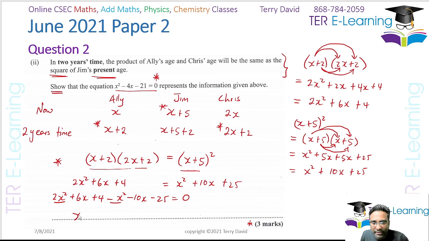So this is going to give me x squared. Then I have 6x here and I have minus 10x here. So 6 minus 10x is going to give me minus 4x. Then I have 4 here and I'm subtracting 25. So 4 minus 25 is going to give me minus 21, which is equal to 0, which is what we just proved, right? So you just put this here and that's it. We proved what they asked us to prove, and that's 3 marks. So that's straightforward enough.